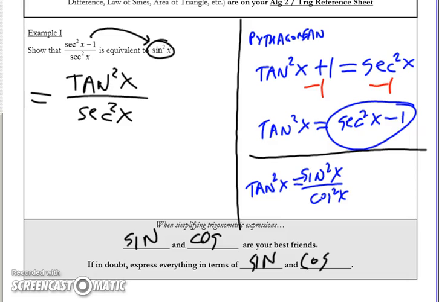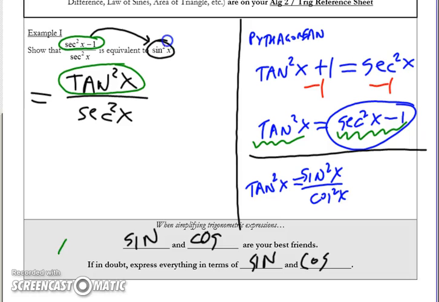In order to get there, so far we noticed that secant squared x minus 1 reminds us of a Pythagorean identity. There's a squared, there's also a 1, so we thought Pythagorean identity, and lo and behold, one of our versions of the Pythagorean identity was that tan squared of x plus 1 is equal to secant squared of x. We manipulated that to show that secant squared of x minus 1 is actually equivalent to tangent squared of x. Okay? Secant squared of x minus 1 is actually equivalent to tan squared of x, so that's what we've done so far. We substituted those in.